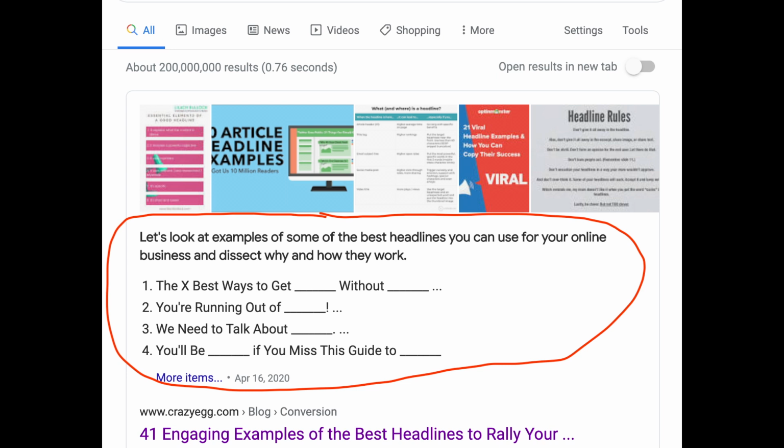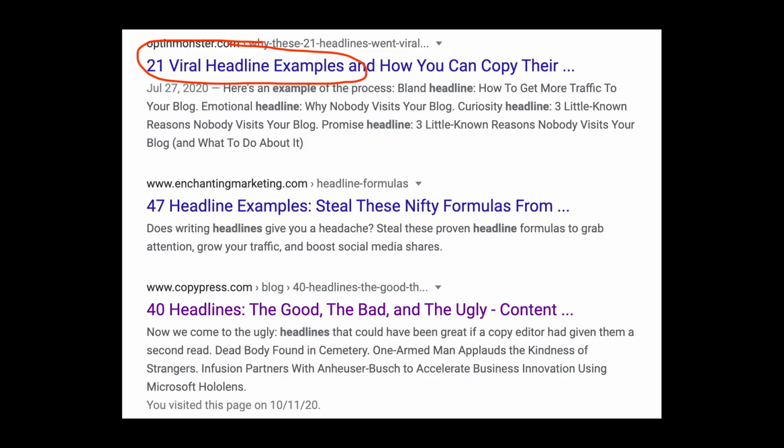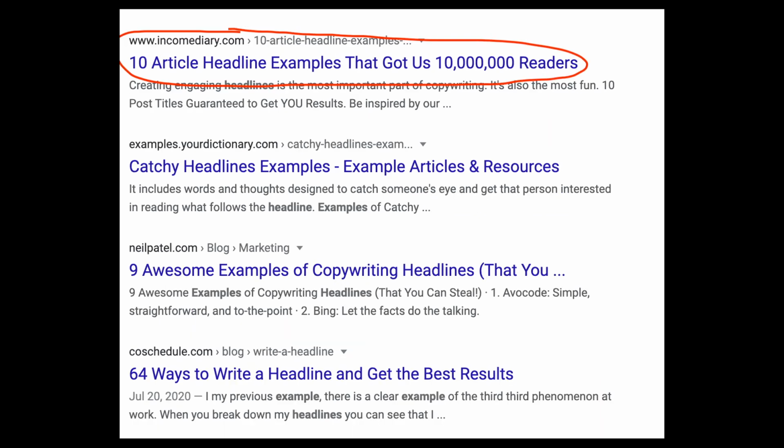We need to talk about blank. You'll be blank if you miss this guide to blank. We've got 21 viral headline examples. And let's not forget, 10 article headline examples that got us 10 million readers. It seems like most of these sources aren't trying to teach us journalism, they're trying to teach us clickbait.